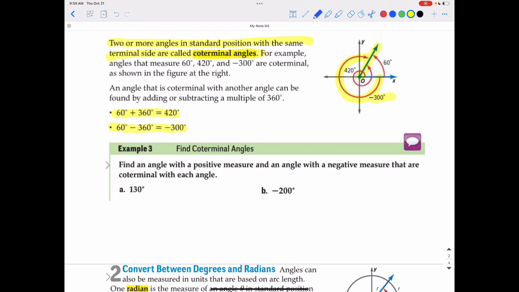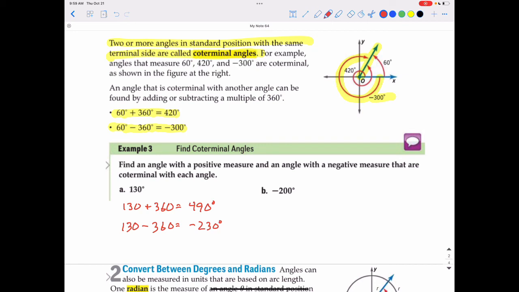So, on example number 3, find an angle with a positive measure and an angle with a negative measure that are coterminal with each angle. So to find the positive measure, let's just take 130 plus 360, and 490 degrees would be a positive coterminal angle. Or we could take 130 minus 360, and negative 230 would be a negative coterminal angle.